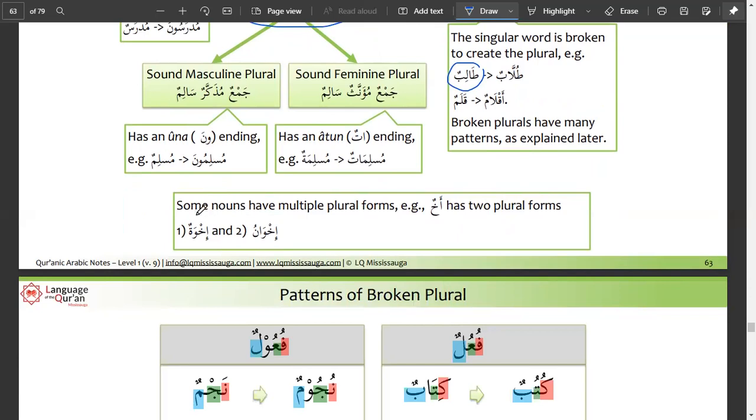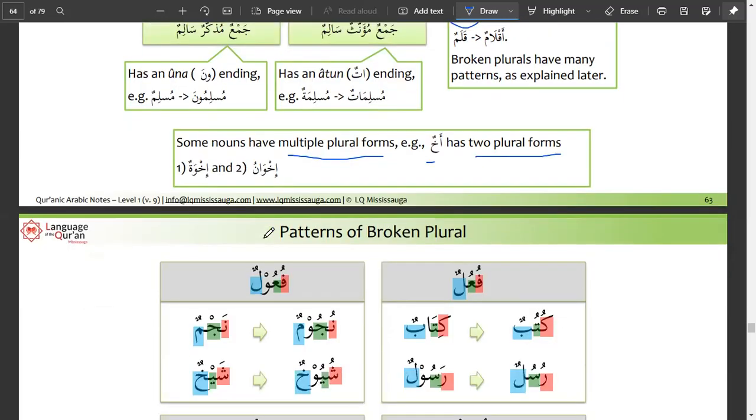Okay, then another note is some nouns have multiple plural forms. Akhun, brother, has 2 plural forms. One is ikhwatun and the second is ikhwanu. Both are correct. You can use ikhwatun, you can use as well ikhwanu. Both will be correct there.